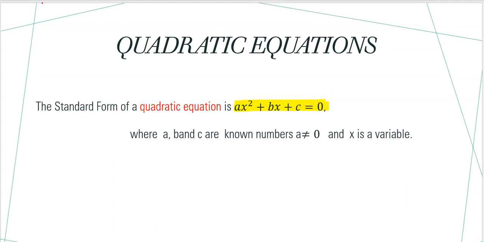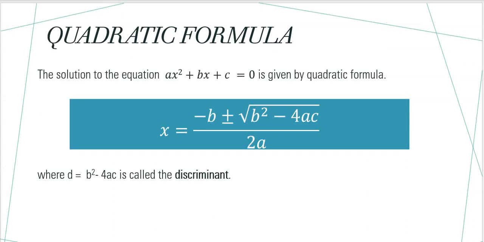Okay, it is necessary that a should not be equal to 0. That is, the coefficient of x power 2 should not be equal to 0. Then only it is a quadratic equation. The solution of the quadratic equation is given by a formula which is known as the quadratic formula. This formula says that for the quadratic equation, the value of variable x is given by x equal to minus b plus minus square root of b square minus 4ac over 2a.